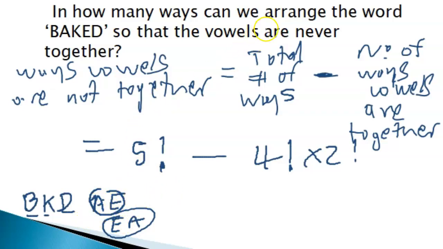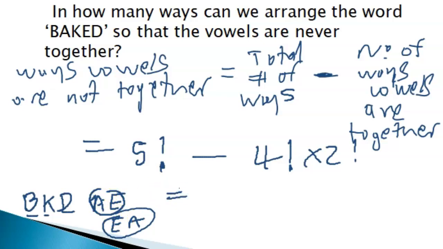Alright, so the total number of ways to arrange these letters is 5 factorial, since it's 5 distinct characters. Number of ways where the vowels are always together: we view the vowels as 1 character, AE. So we end up with 4 characters, the consonants B, K, D, and the vowels together, AE. But AE within itself can be arranged 2 different ways.